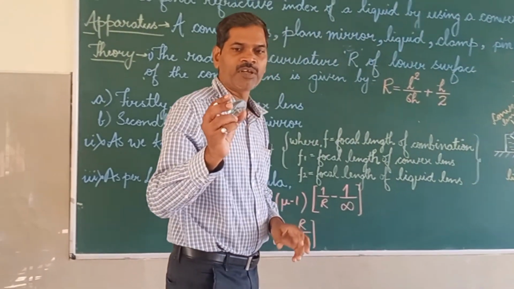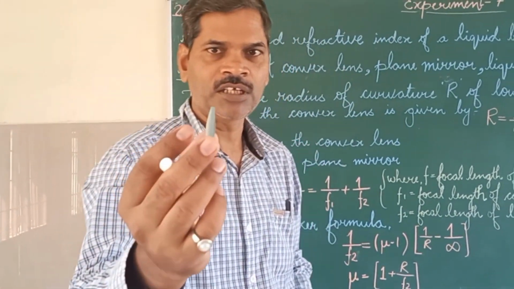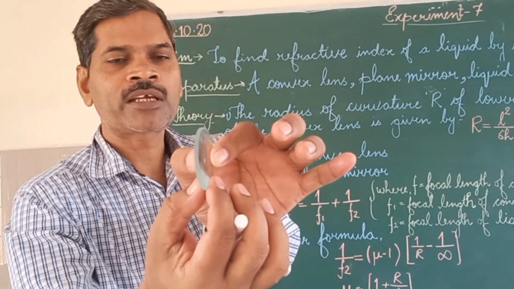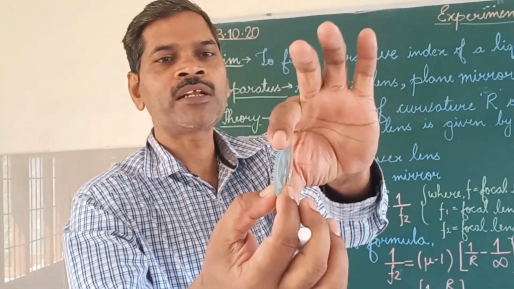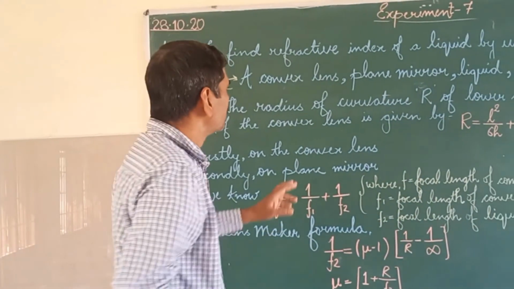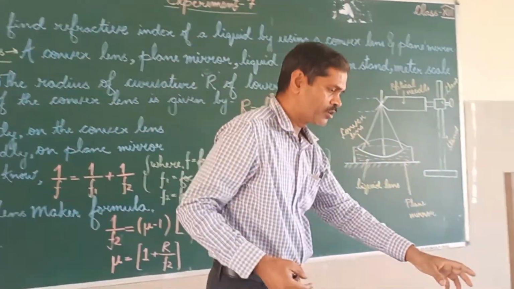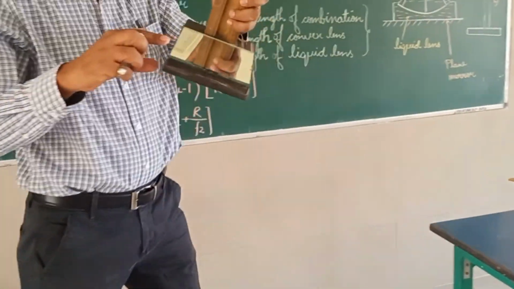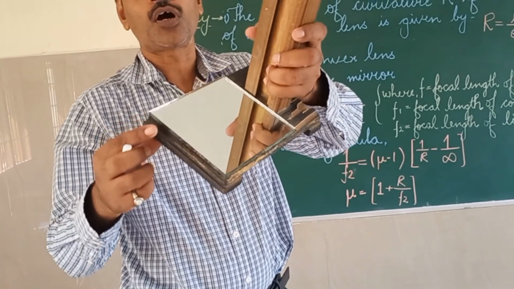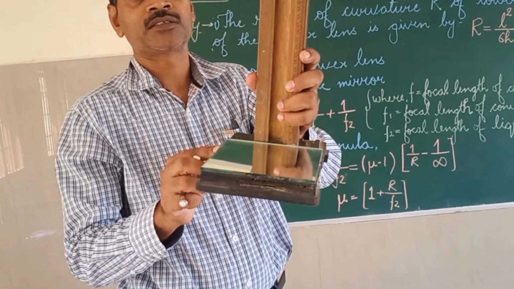This is a convex lens. See, it is thick at the center and thin at the edges. Second, a plane mirror. This is the plane mirror. It is fixed on the base of this apparatus.